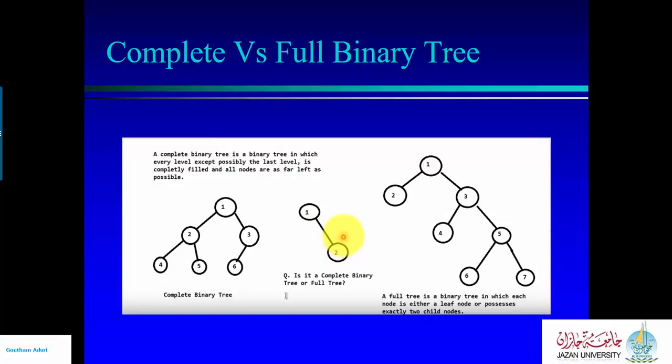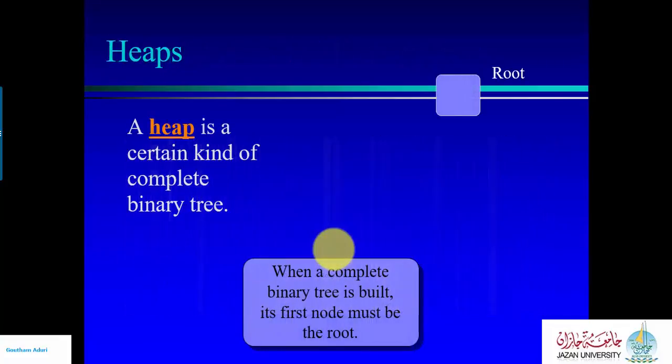So I'm asking this question: is it a complete binary tree or a full tree? What is the condition for a complete binary tree? All the levels must be filled except possibly the last level. It need not be completely filled, but the nodes must be as far left as possible. And the full binary tree should have exactly two child nodes. Here, node 1 doesn't have two child nodes, so it's not a full binary tree. The levels are not completely filled, and the node is on the right, so it's neither a complete tree nor a full tree. So that is what a complete binary tree is.